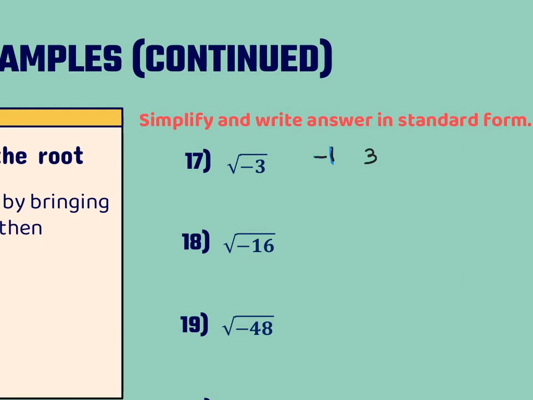times positive 3, and then I can pull out the negative 1 because I know that the square root of negative 1 equals i. So I'm going to change this into i. I can't break down the 3, so it's just i square root of 3.